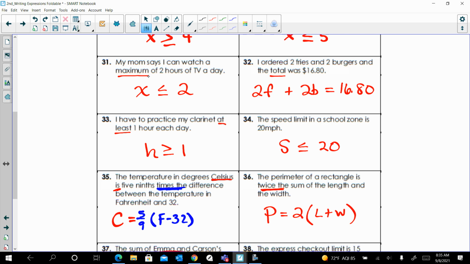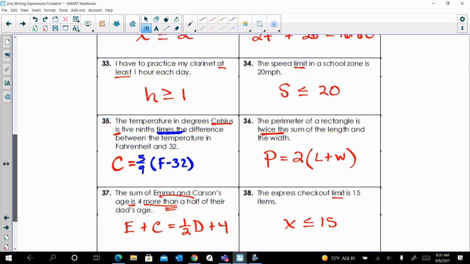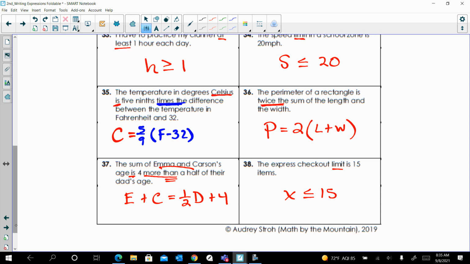It says the speed limit. The limit tells me I can't go past. So I use S for speed. S is less than or equal to 20. 35 and 36 were equations. 36 was talking about perimeter, and then it said the word is right here. Twice the, because it had twice the, there's parentheses.